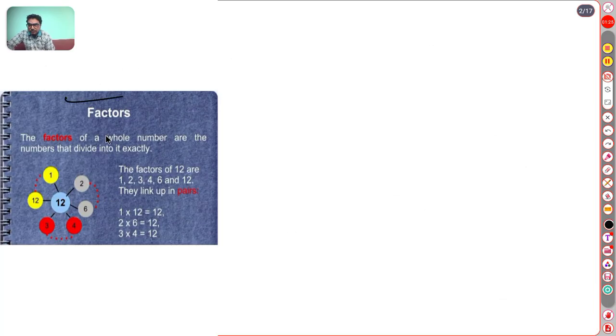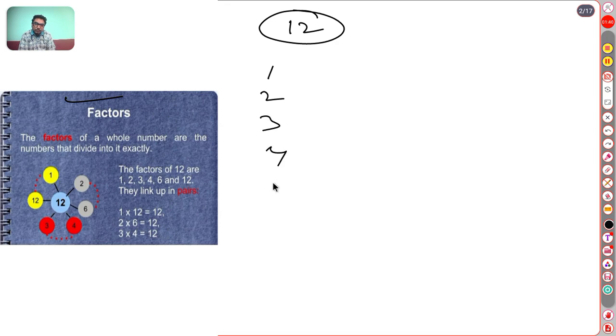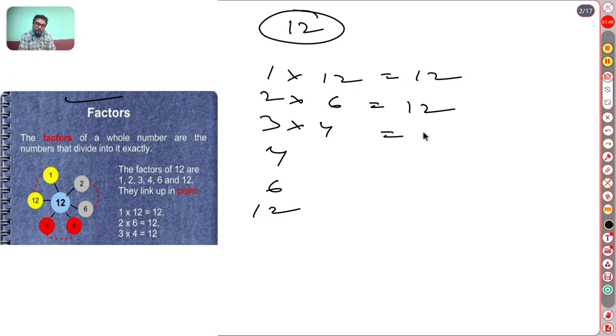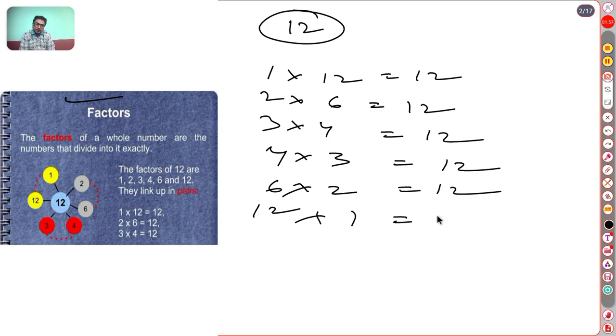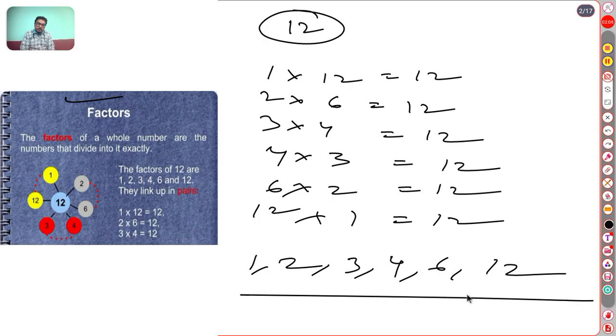What is it saying? Factors of a whole number are the numbers that divide into it exactly. Consider the number 12. The numbers which divide 12 are 1, 2, 3, 4, 6 and 12, because 1 multiplied by 12 equals 12, 2 multiplied by 6 equals 12, 3 multiplied by 4 equals 12, 4 multiplied by 3 equals 12, 6 multiplied by 2 equals 12, and 12 multiplied by 1 equals 12. So all the factors of 12 are 1, 2, 3, 4, 6 and 12.